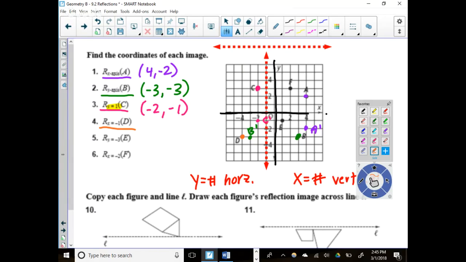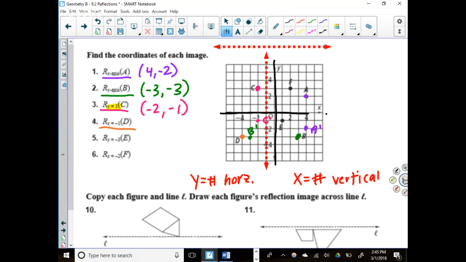So again, from the line of reflection, how do you get to D? You go to the left 3, so on the other side, right 3. 1, 2, 3. So what is that ordered pair? That would be 2, -3. Okay, ladies, you're going to do the next 2 for me.